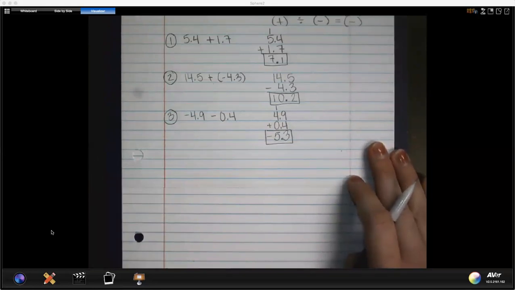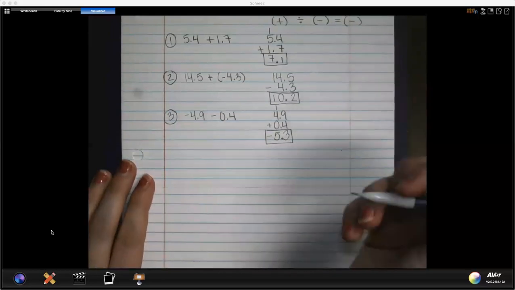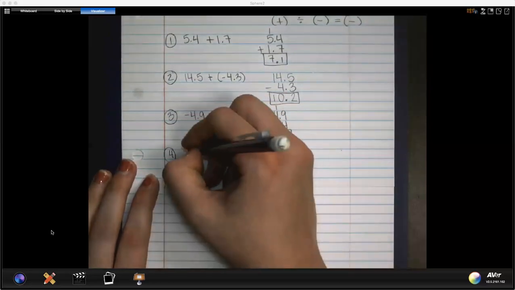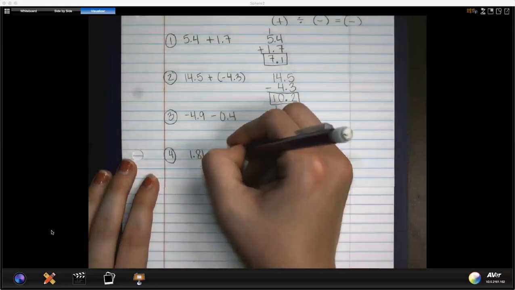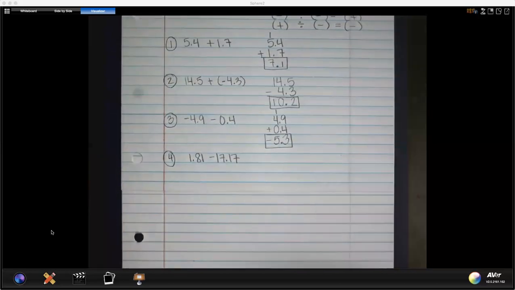Okay, we're going to go ahead and do one more with decimals, and then we're going to move on to some fractions. Okay, number 4, 1.81 minus 17.17. I'm going to let you try that one on your own. That is the perk of using pencil. You can erase if something goes wrong, but I want you to try number 4 on your own. 1.81 minus 17.17.